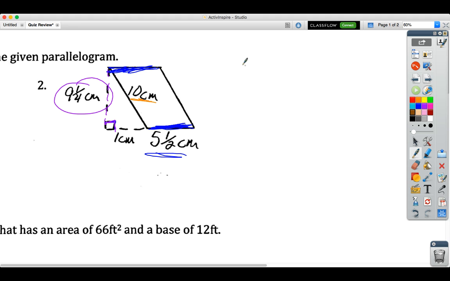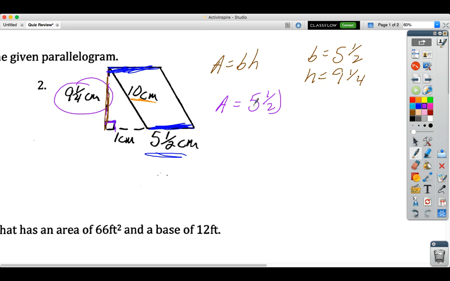So to solve for this, we will say our area is equal to our base times our height. We know our base is equal to 5 1/2. It cannot be 9 1/4 because that's the distance between the two bases, which is our height. And our height is then that 9 1/4. So make sure that you are accurately portraying what is your height and what is your base. Then we just plug it into our formula: 5 1/2 times 9 1/4.